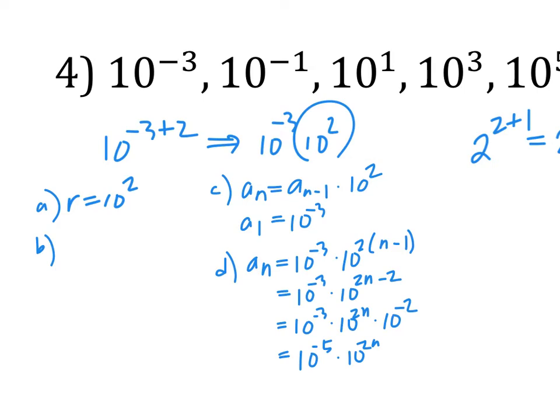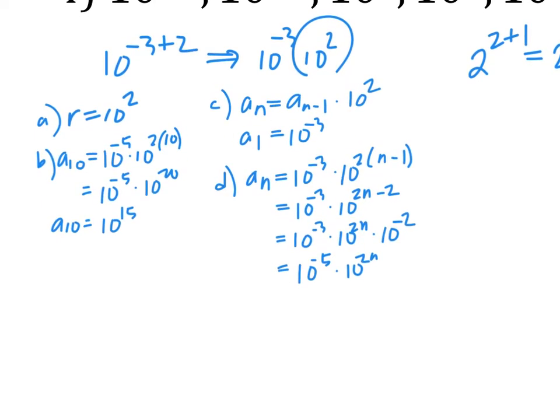All right, so at this time, let's figure out what is A10, the 10th term. So that means this is 10 to the negative 5 times 10 to the 2 times 10. So this is 10 to the negative 5 times 10 to the 20. And when we multiply, we add the exponents together. So this is going to be 15. A10 is 10 to the 15.